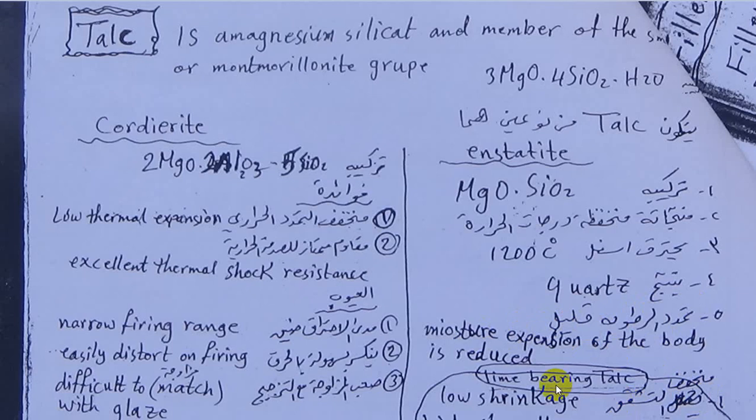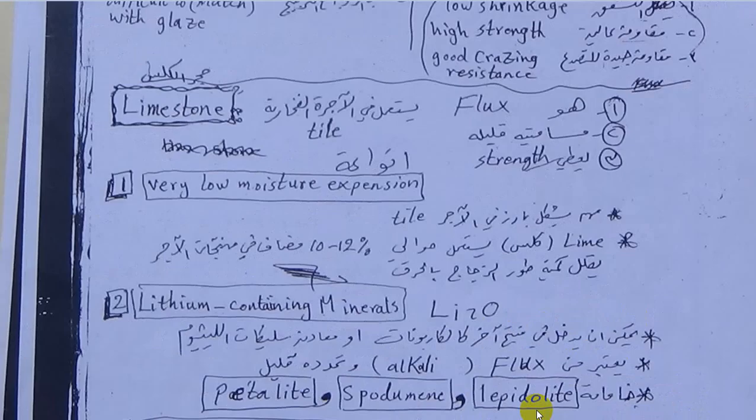So the metallic acetite's characteristics will be exactly as follows: low shrinkage, high strength, good crazing resistance, fine crazing resistance. Crazing means cracking.